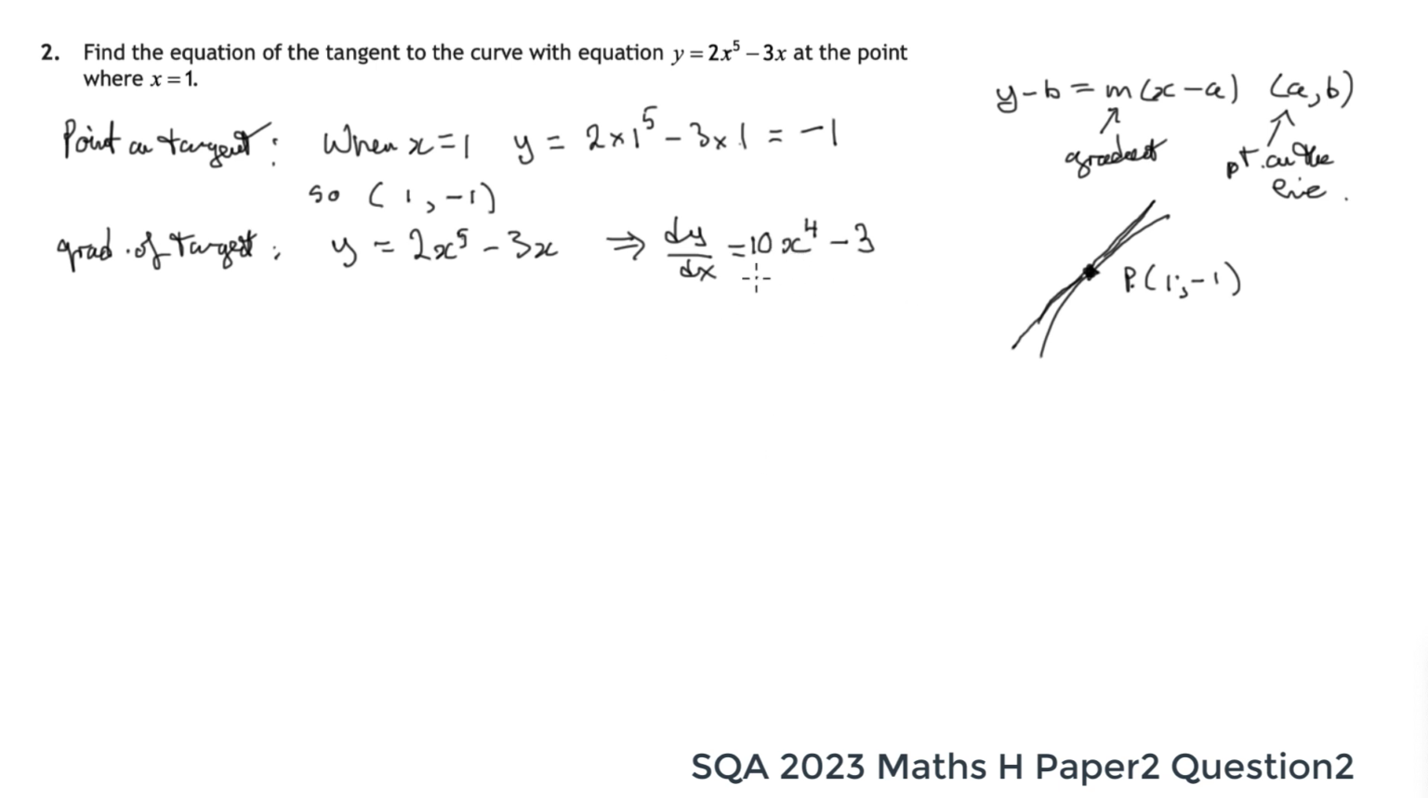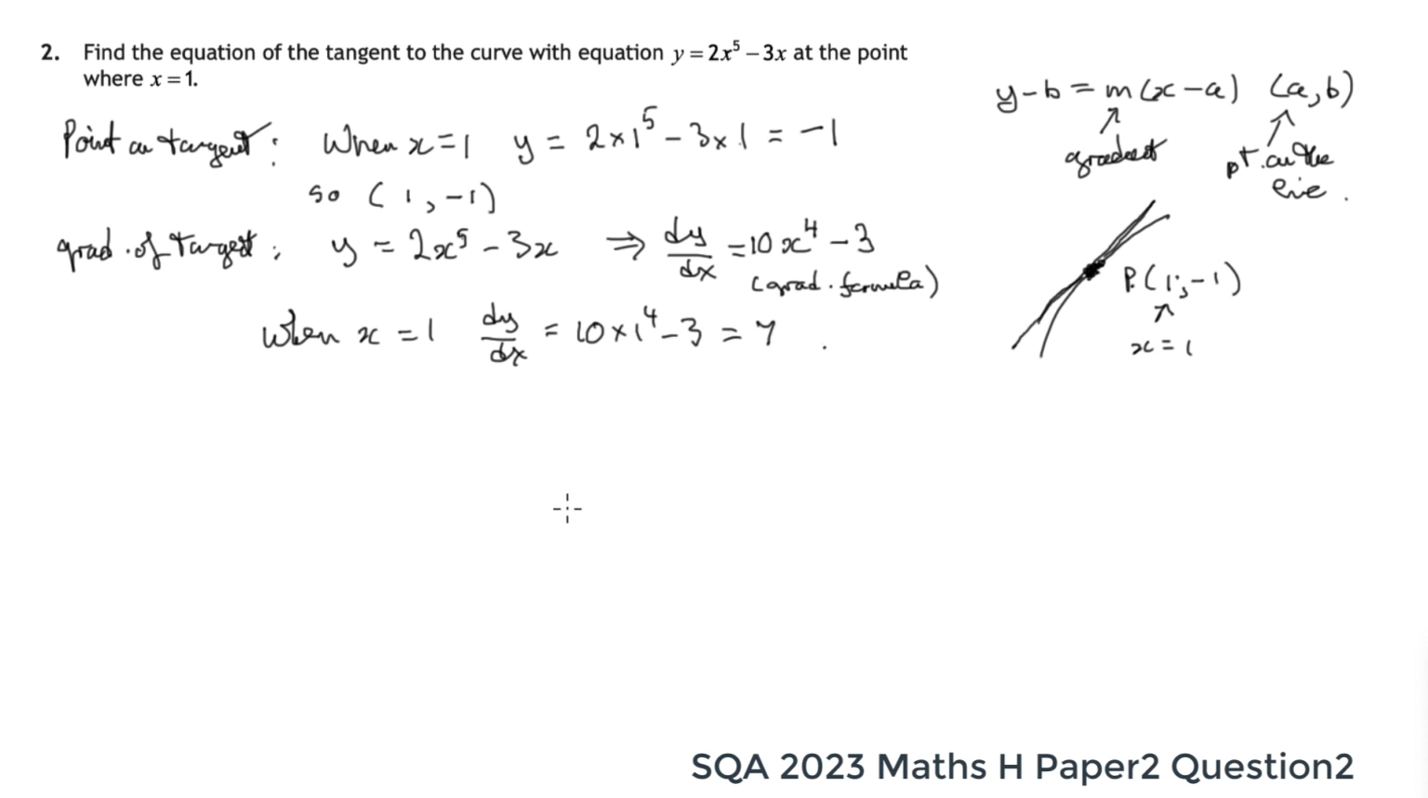So that's, if you like, the gradient formula. Anywhere on the curve you plug in an x value, you'll find the gradient at that point. Now the point we're at has x equal 1. So when x equals 1 at that particular place on the curve, the gradient dy by dx will be 10 times 1 to the power 4 minus 3. So 1 to the power 4 is 1, 10 times 1 is 10. 10 minus 3 is 7.